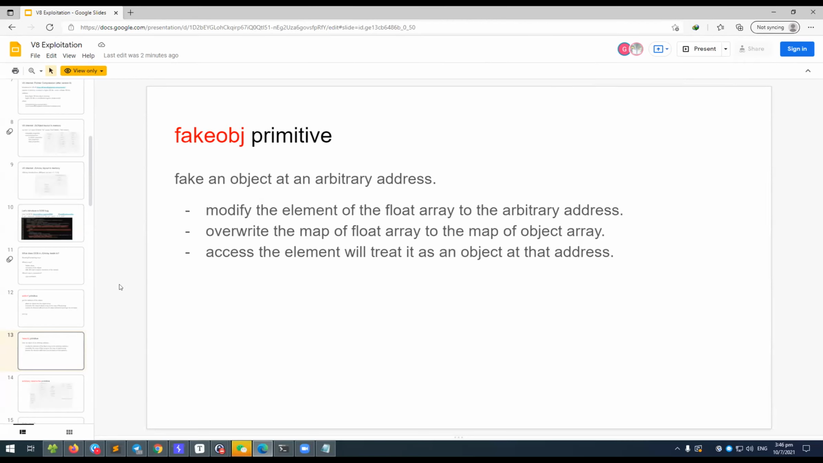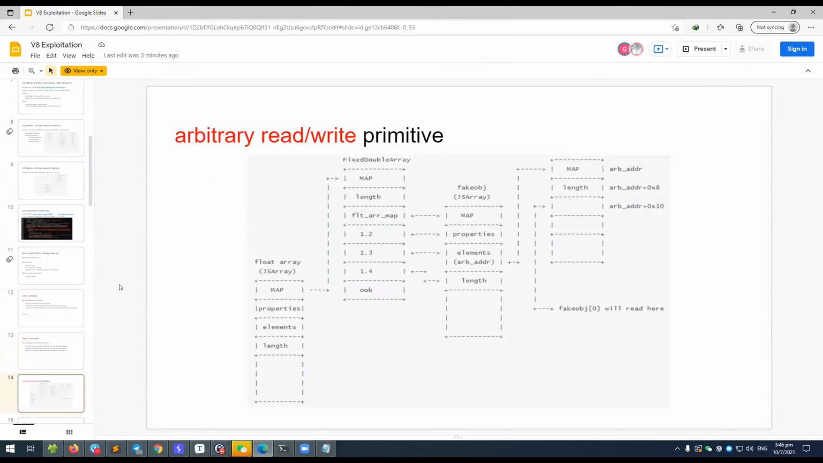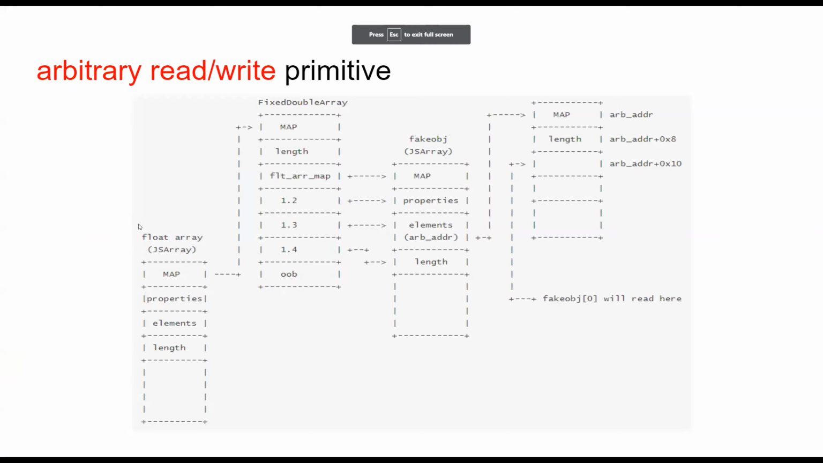So next is our very powerful primitive, which is the arbitrary read and write primitive. It's a little bit tedious, but I will try to explain it. So first, we have a floating array. I think this is wrong. Yeah, the elements should be pointing to map, not map pointing to map. I think this slide is a little bit wrong. I will change it later, but you just think that the elements is actually pointing to the fixed double array. Then in the fixed double array, I have map, I have length, followed by my members.